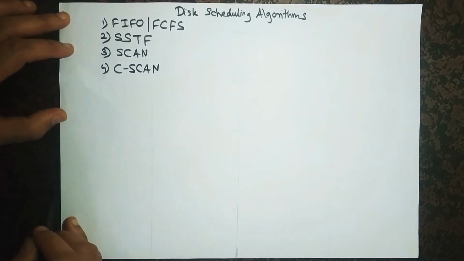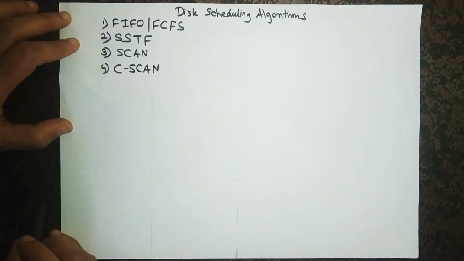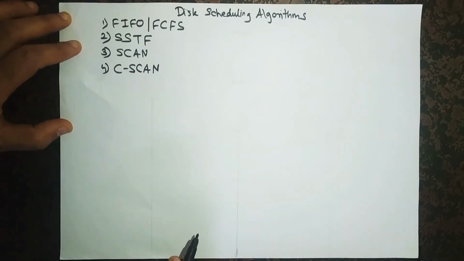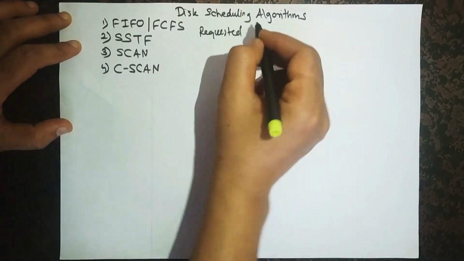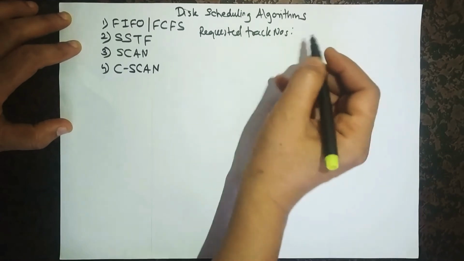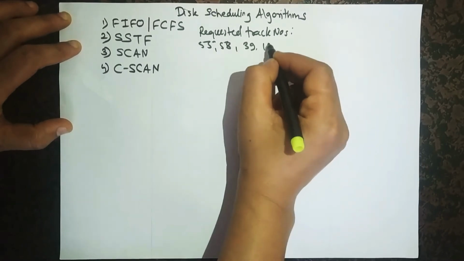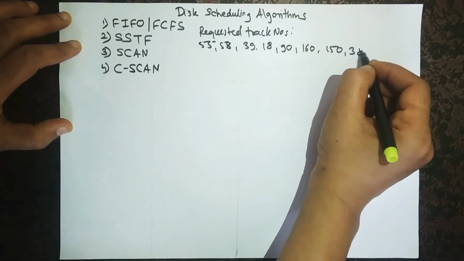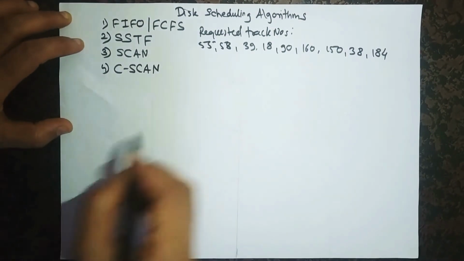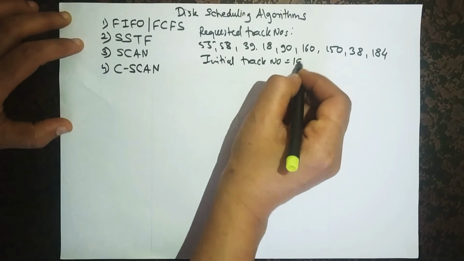To consider all four algorithms, let us see an example where we are given some track numbers and the disk is to be moved to read these track numbers. The sequence of the tracks makes the difference in these four algorithms. The requested track number sequence is 55, 58, 39, 18, 90, 160, 150, 38 and 184. And the initial position of the head is track number 100.